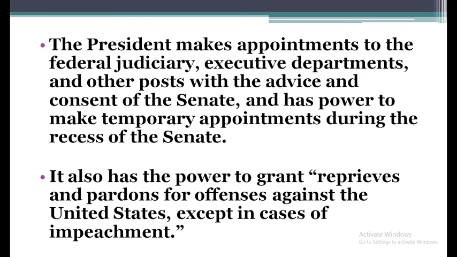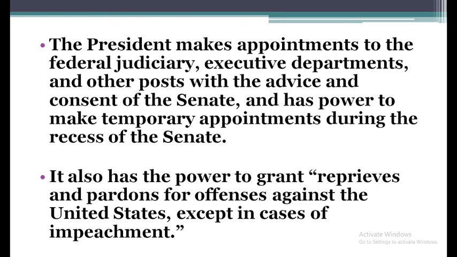The President also has the power to grant reprieves and pardons for offenses against the United States, meaning he has the power to forgive or to pardon those people who have a case against the United States. That means cases of treason, cases of high crime. However, he cannot exercise this power in cases of impeachment. He cannot forgive those people who are being impeached.